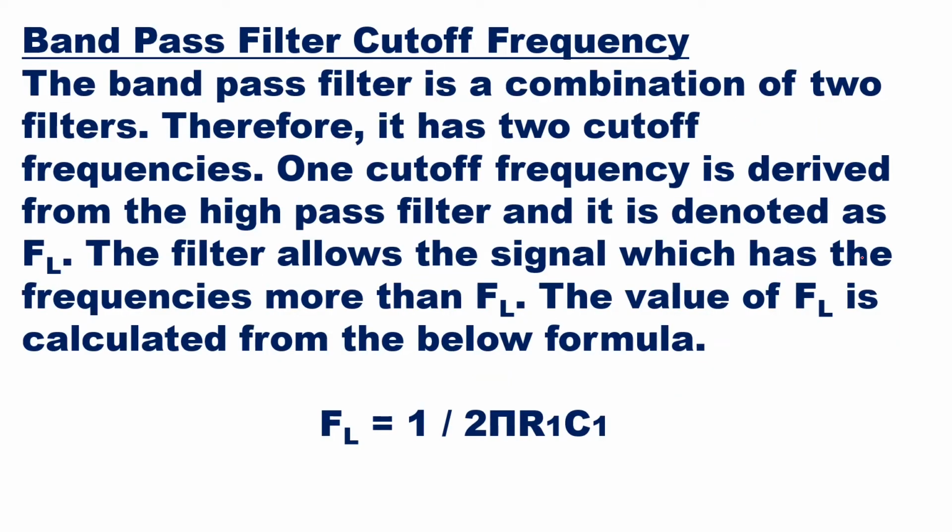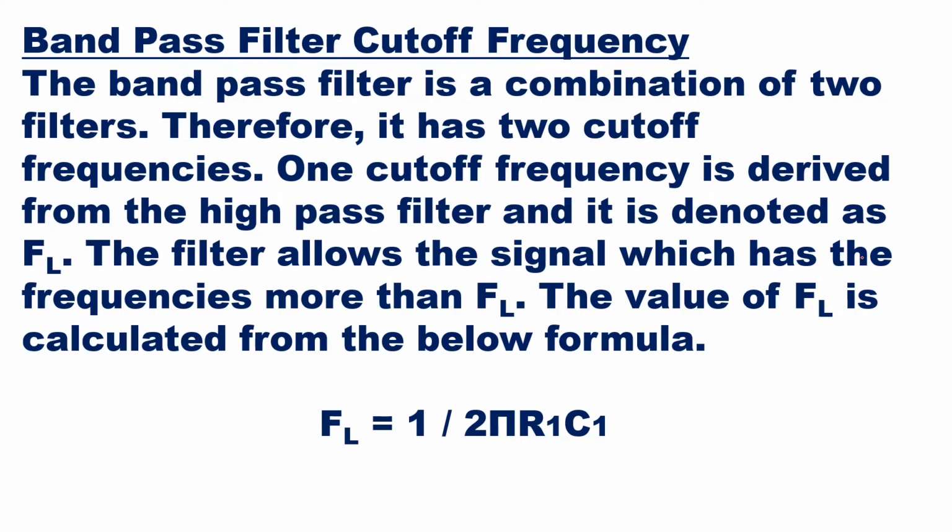A band pass filter, as I've told you, has formulas for its cutoff frequencies. The band pass filter is a combination of filters, therefore it has two cutoff frequencies. One cutoff frequency is derived from the high pass filter and is denoted as FL. The filter allows the signal which has frequencies more than FL. The value of FL is calculated from the below formula.